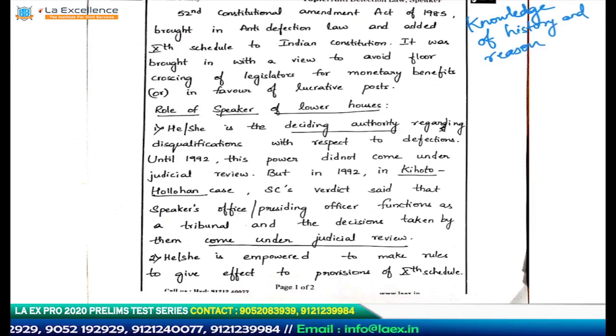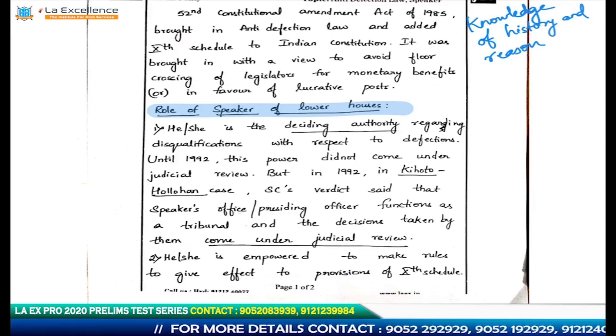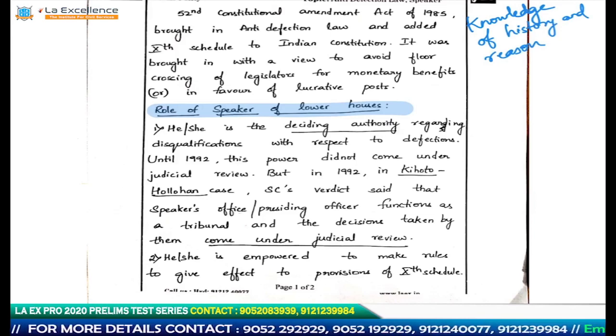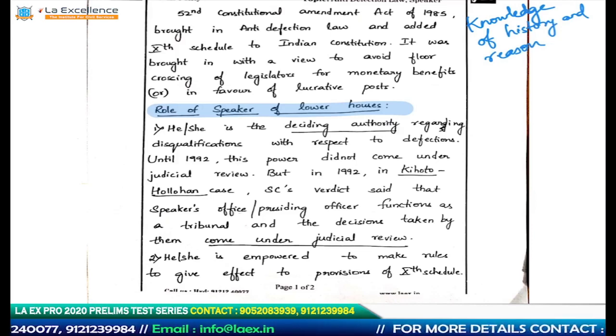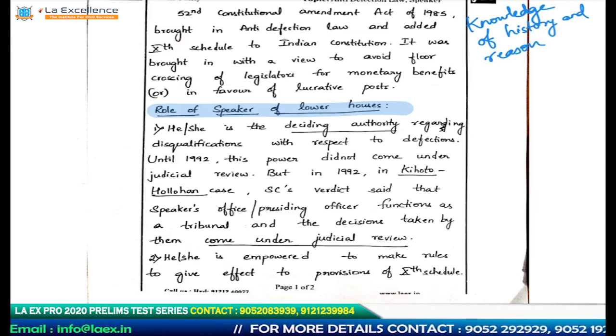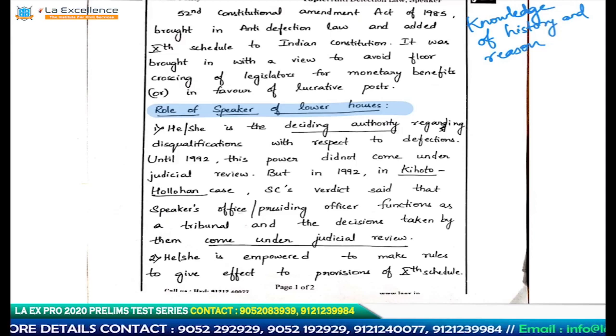Then he writes, role of Speaker of lower houses. So he is trying to address the first part of the question. He has given a heading to it. So in that first point, he or she is the deciding authority regarding disqualifications with respect to defections. Until 1992, this power did not come under judicial review. But in 1992, in Kihoto Hollohan case, Supreme Court's verdict said that Speaker's office or presiding officer functions as a tribunal and the decisions taken by them can come under judicial review.